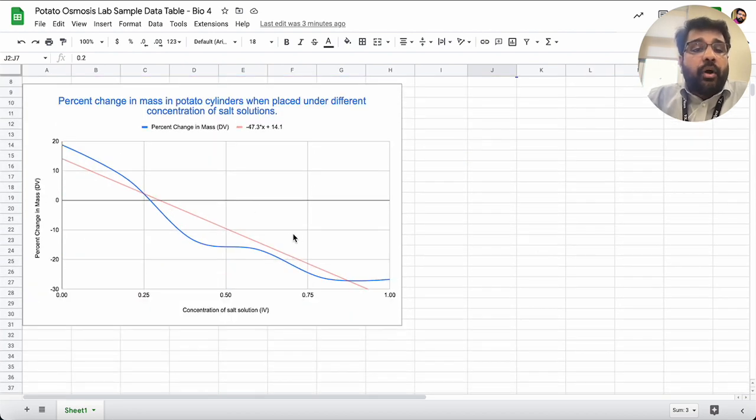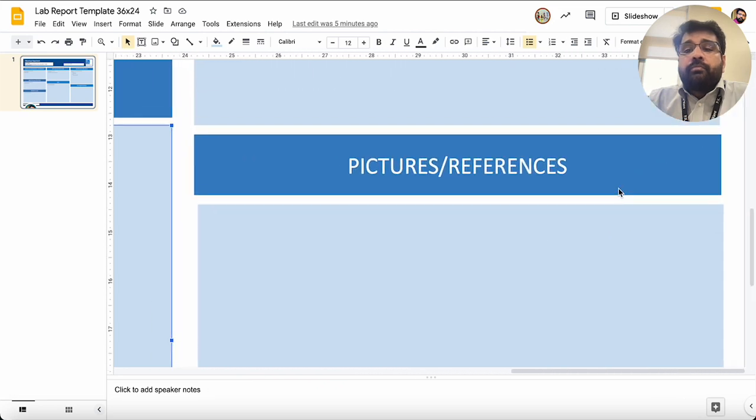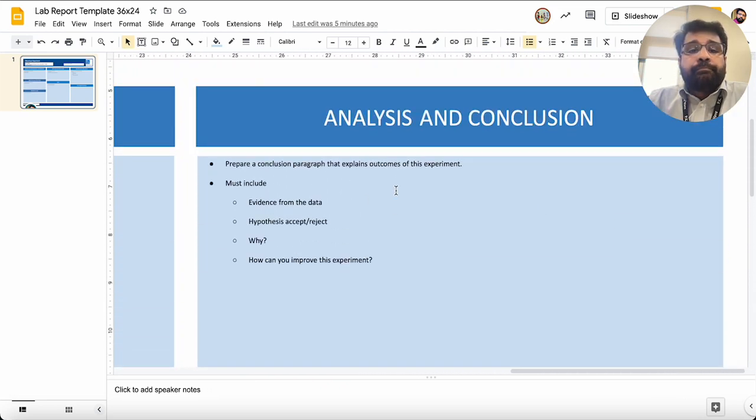So the next part is the graph. So why does this graph look like a negative slope? All these things you're going to explain in paragraph form right here in this analysis box. Let me go back here.